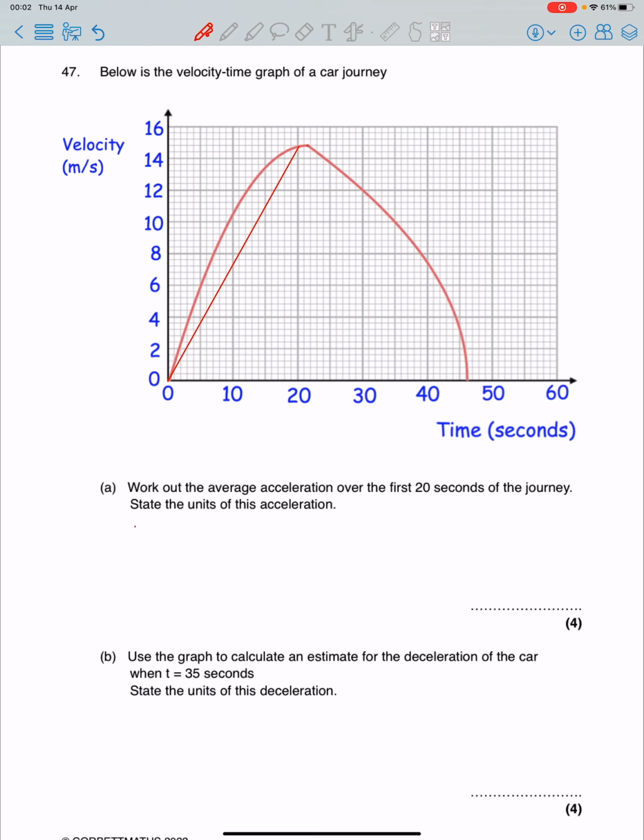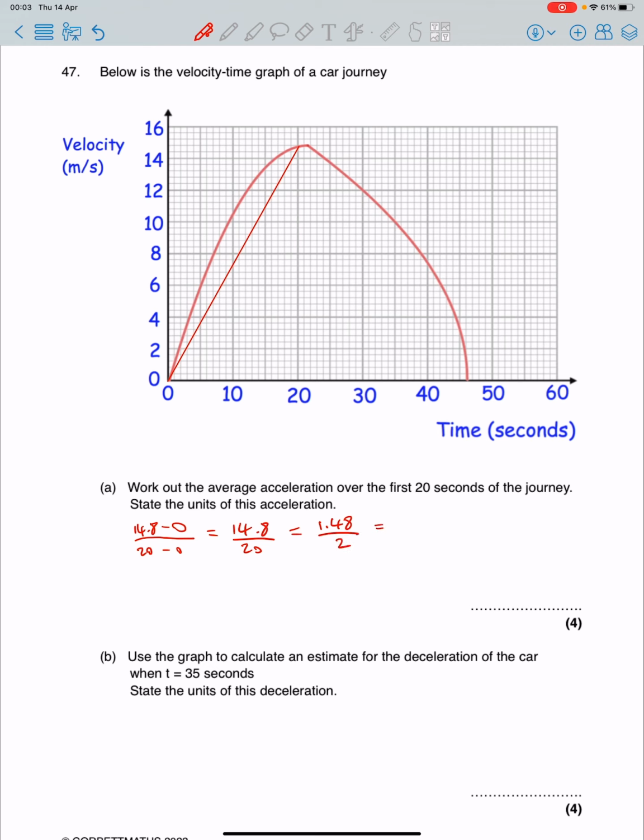So the change is, it goes from 14.8, obviously take away 0. That's the change in velocity divided by the change in time. 20, take away 0. So essentially 14.8 over 20. Okay, can we simplify that a little bit? I guess we can. So dividing both top and bottom by 10, quite unorthodox, but that's what we're going to do. We get 1.48, and that's over 2.